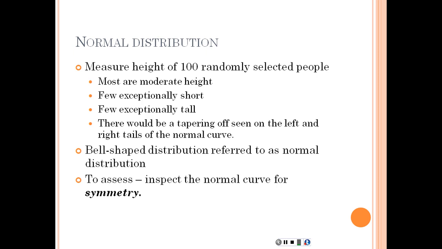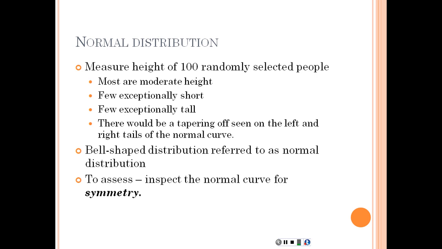So let's look at this particular example in context, and let's see if a normal distribution makes a little more sense. For example, if we were to measure the height of 100 randomly selected people, we would expect to find that most people are of moderate height, which would constitute the tallness in the middle of the normal curve. So the majority of people would have a moderate height. We would also expect to find a few exceptionally short people and about the same number of exceptionally tall people. And this would account for the tapering off seen on the left and the right tails of the normal curve.